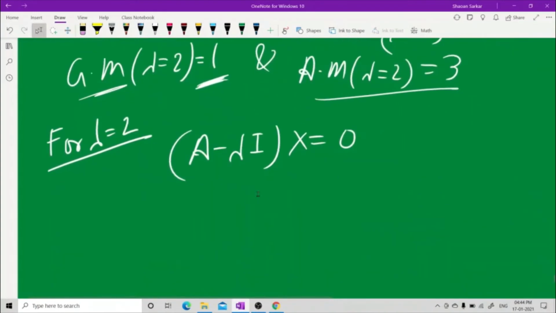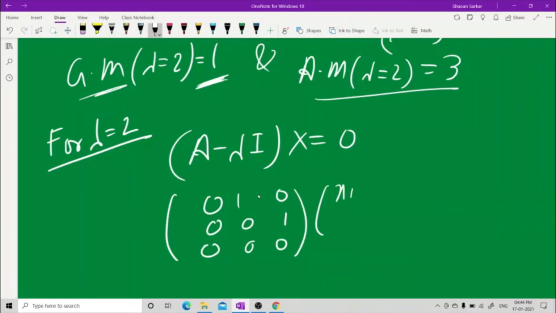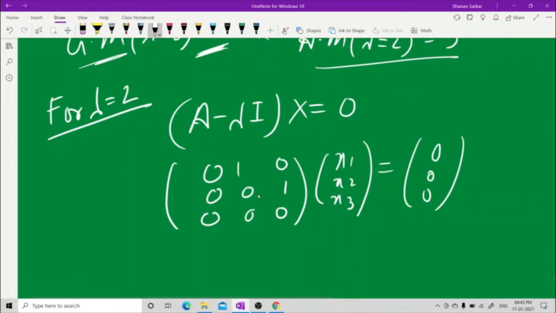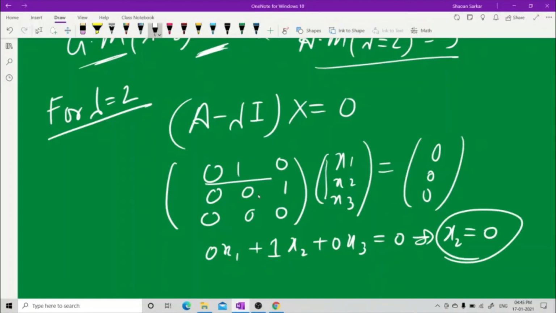I'll just copy this. This is 0 1 0, 0 0 1, and then you have 0 0 0, and then you have x1, x2, x3, and then you have 0 0 0. From here, this when multiplied with this will give me 0 x1 plus 1 x2 plus 0 x3 equal to 0, which implies x2 is always 0.